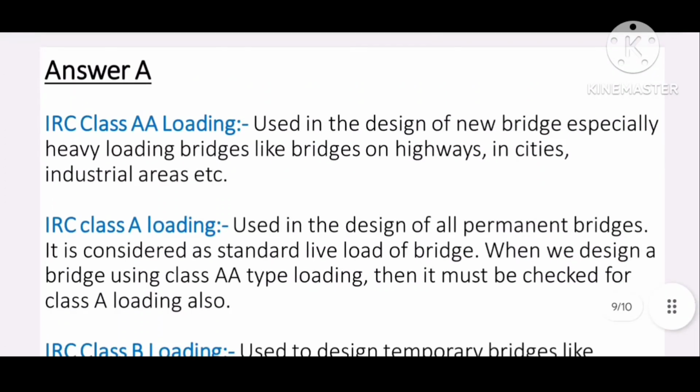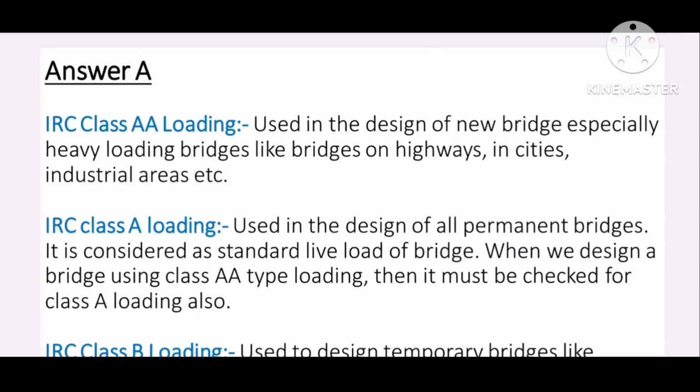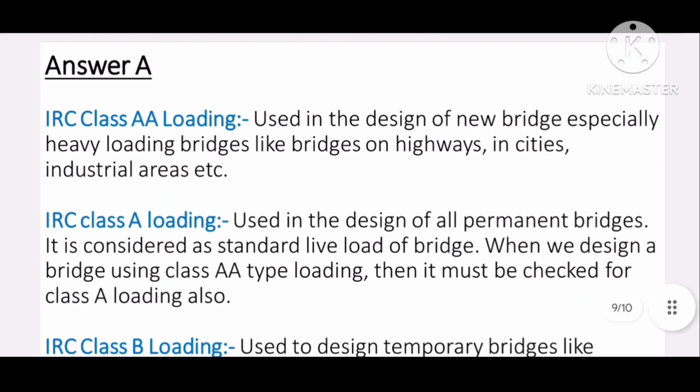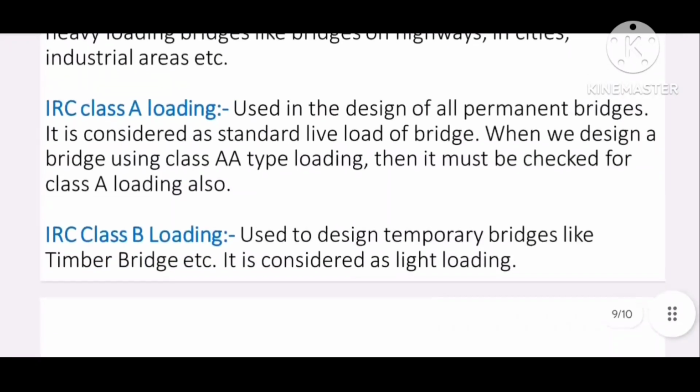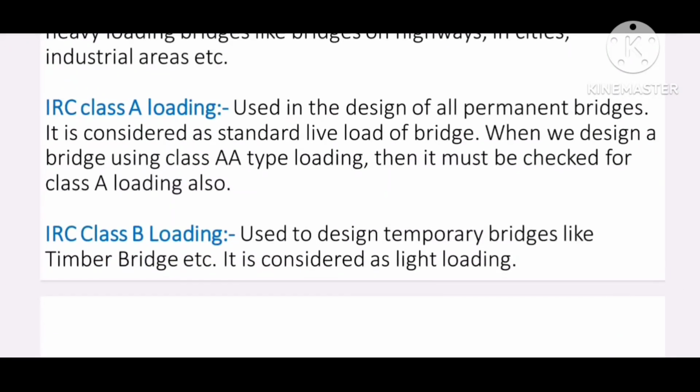Next, IRC class A loading. It is used in the design of all permanent bridges and it is considered a standard live load of bridge. So when we design a bridge using class AA type, then it must be checked for class A loading also. And next is IRC class B loading. It is used to design temporary bridges like timber bridge, etc., and it is considered as live loading.